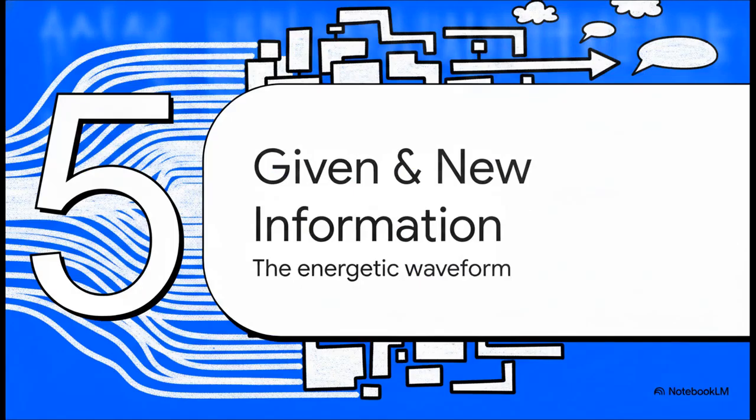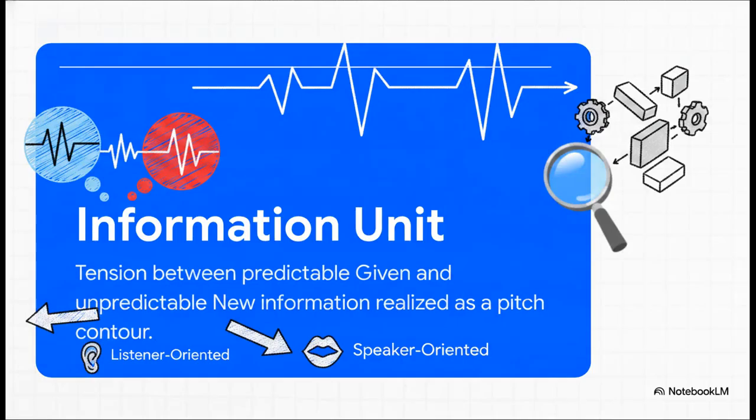Section 5, given and new information. Okay, so up to this point, we've really only looked at written text, but bridging over to spoken phonology introduces this concept of the information unit. Think of it as an energetic waveform. Information in speech is this dynamic tension between what is already known, the given, and what is completely unpredictable, the new. Now, while theme and rheme are very speaker-oriented, this given and new structure is entirely listener-oriented. It's organized around what the speaker assumes you can easily recover versus what is fresh, breaking news.